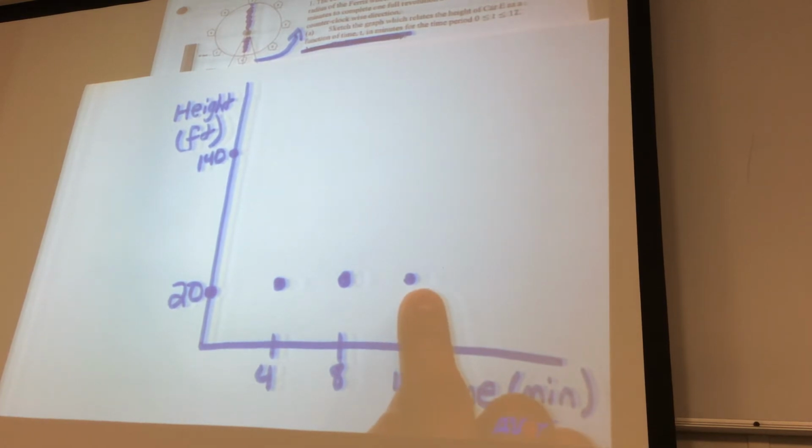At 12 minutes, it's down here at 20. We're asking, when are we going to reach 140 feet?